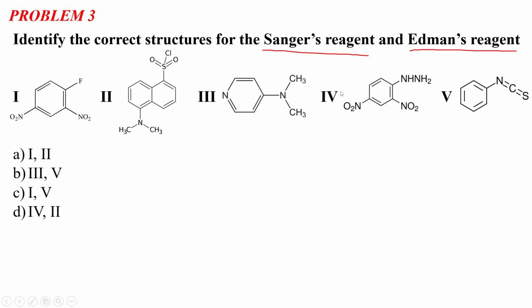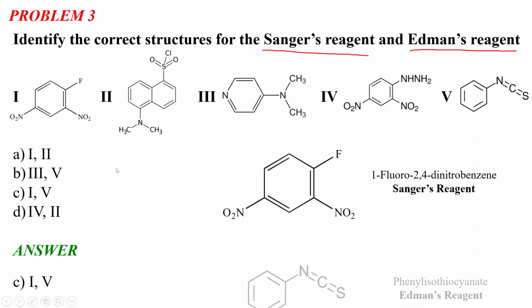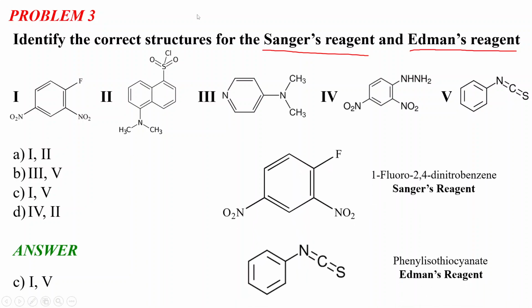So these are the options, and I will show you the answer first. Yes. So the answer is 1 and 5. 1 is the structure for the Sanger reagent, and this is the structure for the Edman's reagent. Now I will show you again. So this reagent is called 1-fluoro-2,4-dinitrobenzene. It is called the Sanger's reagent, and this is phenyl isothiocyanate. It is called the Edman's reagent.